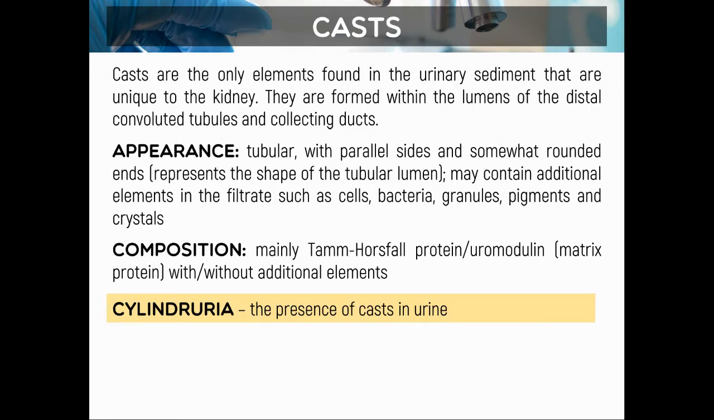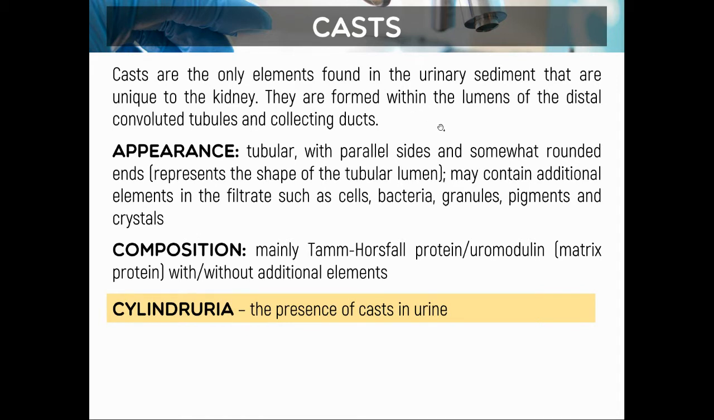So basically, what are casts? They are the only elements found in the urinary sediment that are unique to the kidney. So remember, casts are the unique sediment found in urine that is unique to the kidney. For example, in other body fluids, not urine, there is no presence of casts. Again, cast is the unique sediment that you can see in urine that is unique to the kidney.